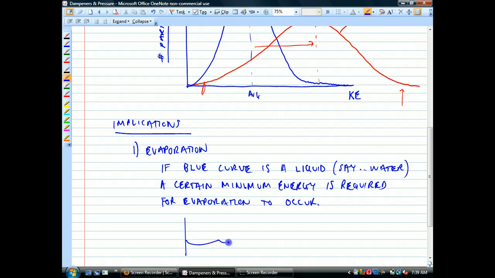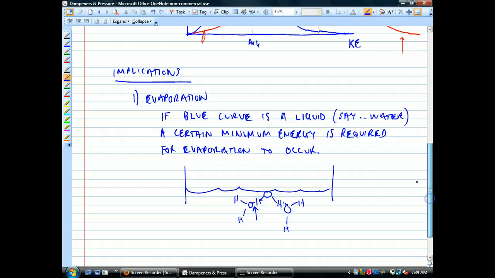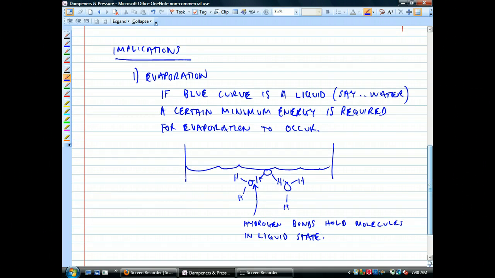If we picture the surface of water like this, and here's some water molecules, remember that the water molecules are held to each other by hydrogen bonds. So we have here hydrogen bonds holding water molecules to each other. They hold the molecules in the liquid state. So, in order to evaporate, you've got to get enough energy to break those bonds. So let's picture a water molecule that has freed itself.